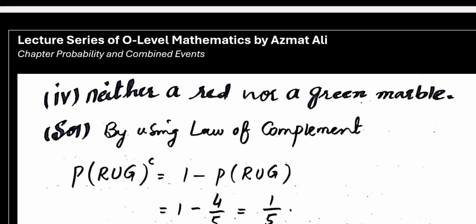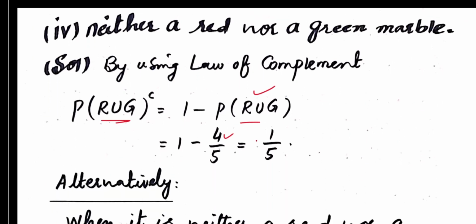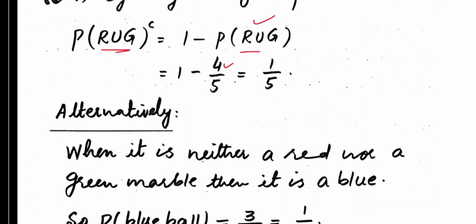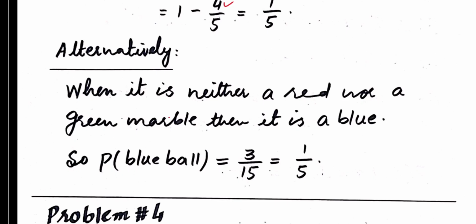Neither a red nor a green marble. For this we will use the law of complement. Neither red nor green means this is the complement of R union G, which is equal to 1 minus probability of R union G. Probability of R union G we have calculated as 4 over 5, so this becomes 1 over 5. Alternatively, when it is neither a red nor a green marble, then it is a blue marble. There are 3 blue out of 15, 3 over 15, which is equal to 1 over 5, the same as before.